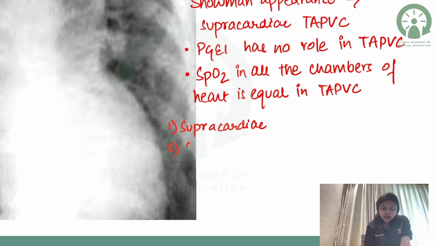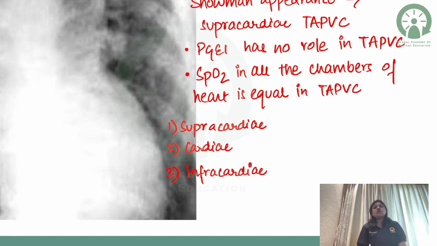Number two is the cardiac. Number three is the infracardiac. Now, from clinical point of view, we usually divide total anomalous pulmonary venous connection into two broad types. One is obstructive variety, other is non-obstructive variety.